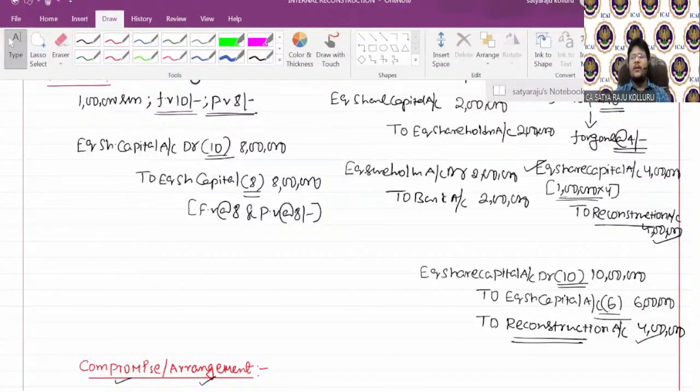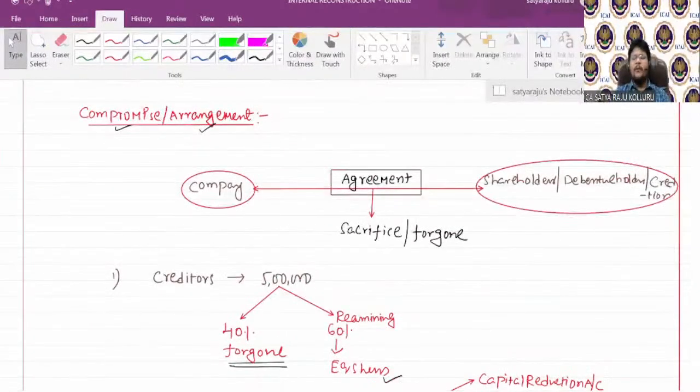If you observe all the problems, the problem which I already discussed, problem number 3, we actually did based on the second one only. I mean to say we presumed that there is a reduction in both paid up value as well as face value. Okay. Then we've seen the meaning of compromise or arrangement. Compromise or arrangement is an agreement entered between two parties. One party is company, another party may be shareholder or the debenture holder or creditor or maybe any outside party. For which purpose they enter into the agreement, sir? For the purpose of sacrifice or the forgoing made by the other party.